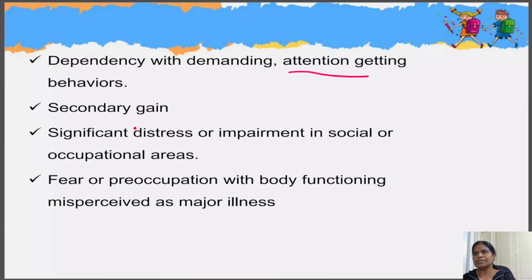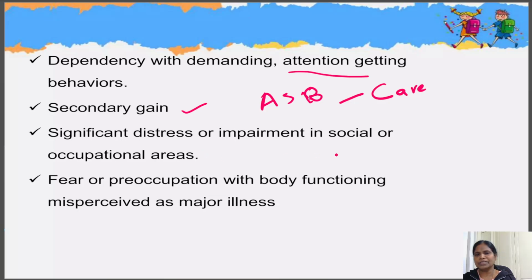Now before, we used to say ASB, which means attention seeking behavior. Now this term is being changed to care seeking behavior, because nobody particularly does things just to get attention, isn't it? When they are projecting these symptoms, it means that they need care. And apart from this, we have secondary gain.